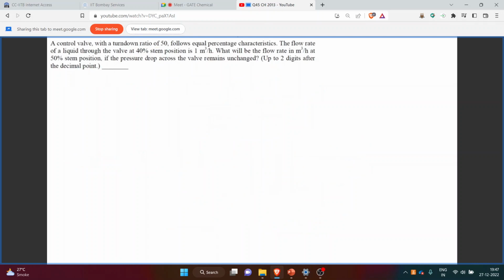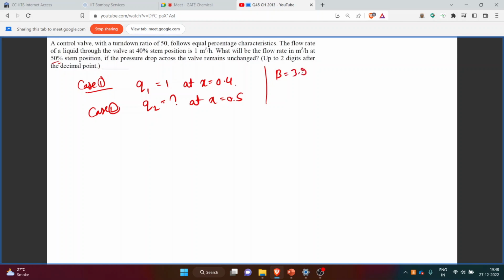Now we have been given these two different scenarios. The flow rate of the liquid through the valve at 40% stem position is 1 meter cube per hour. Let us consider that case 1. So Q1 is equal to 1 meter cube per hour at x equal to 0.4. For case 2, we have to find Q2, and the valve opening, the stem position, is 50%, that is at x equal to 0.5. And we found that beta was 3.912.